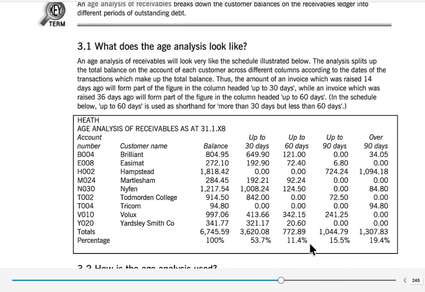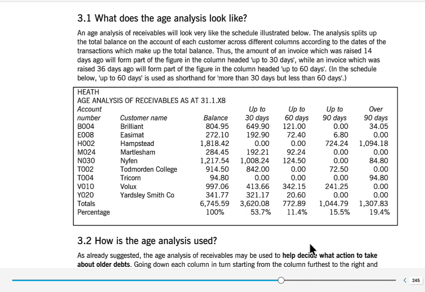All right, class. Now we go to Lesson 3.1. What does the age analysis look like? This lesson is mainly about learning to read the report layout, because in real offices and in the exam, you will often be given a table like this, and you must understand what each column is telling you.